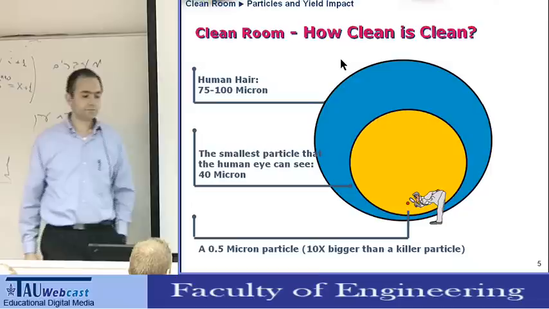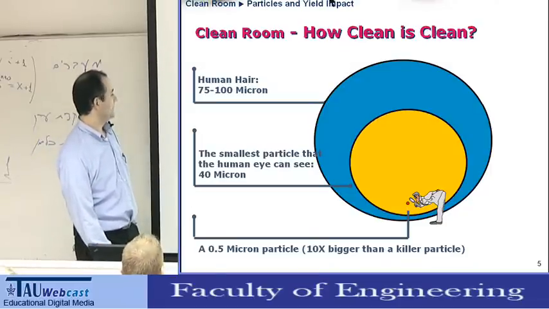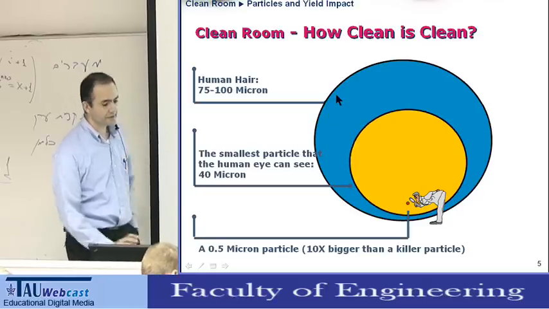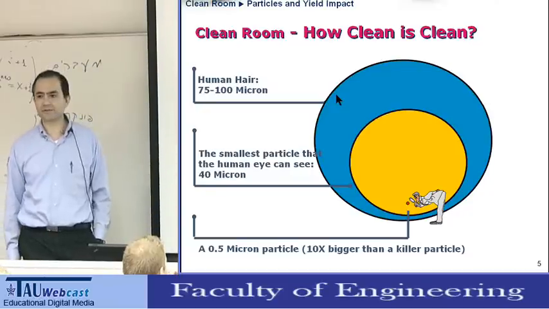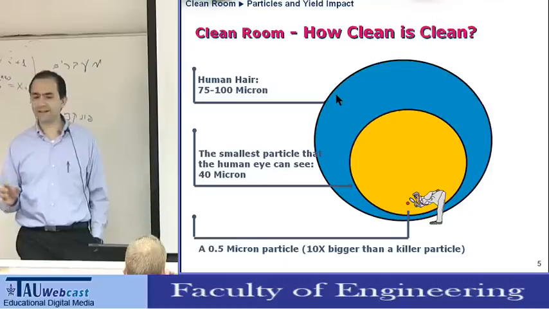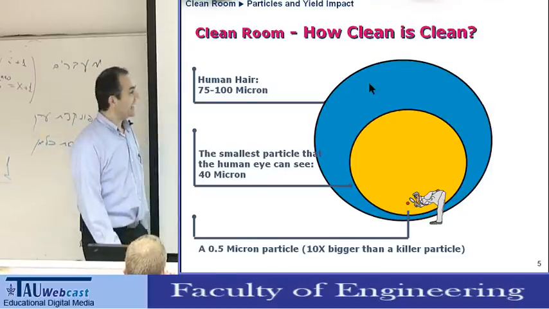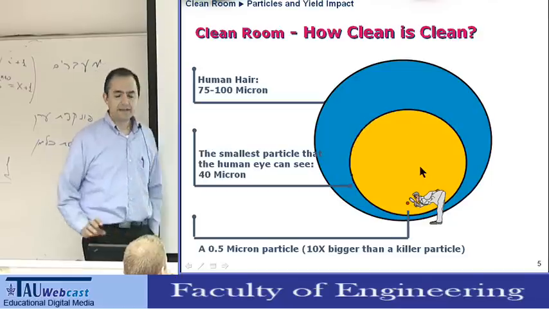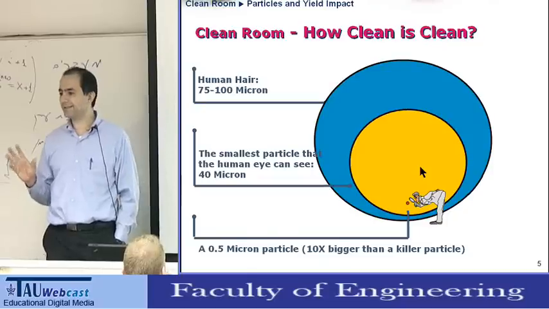Just to show you the sizes. The blue area is a cross-section of a human hair, between 75 and 100 microns. Depending if it's blonde, it's a bit smaller. If it's black, it's a bit thicker. Red hair is the thickest. And this area, the yellow area, is about the biggest particles the eye can see.